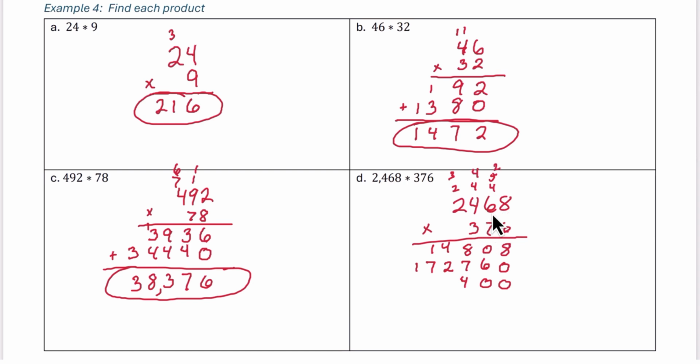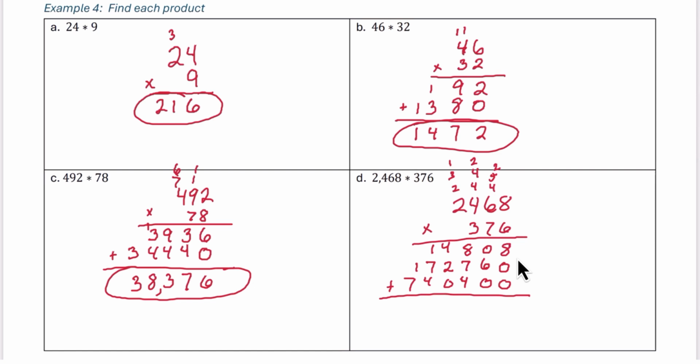3 times 6 is 18, plus 2 is 20. Write down the 0, carry the 2. 3 times 4 is 12, plus 2 is 14. Write down the 4, carry the 1. 3 times 2 is 6, plus 1 is 7. This time we have three partial products that we need to add.